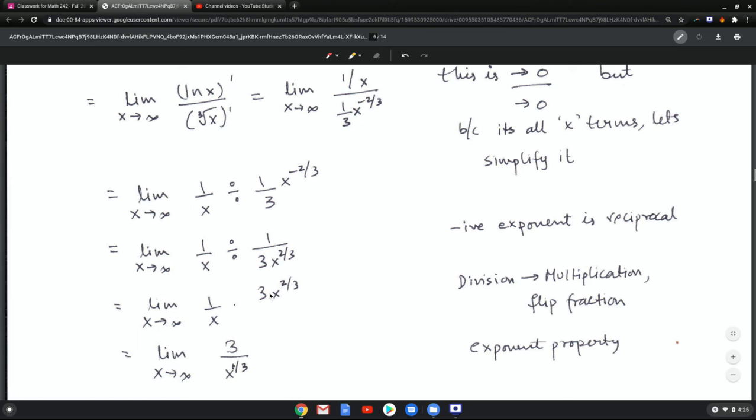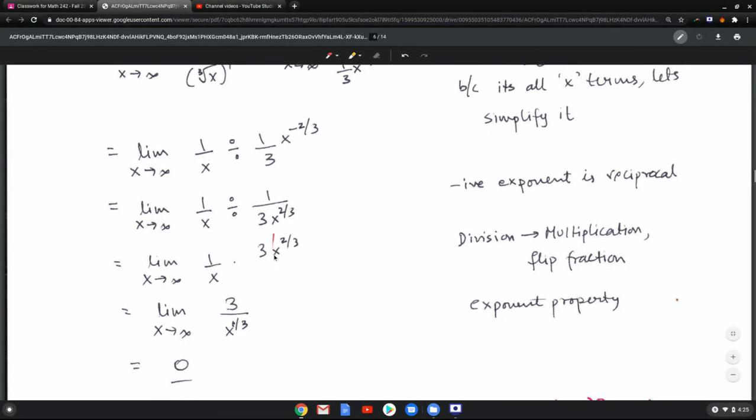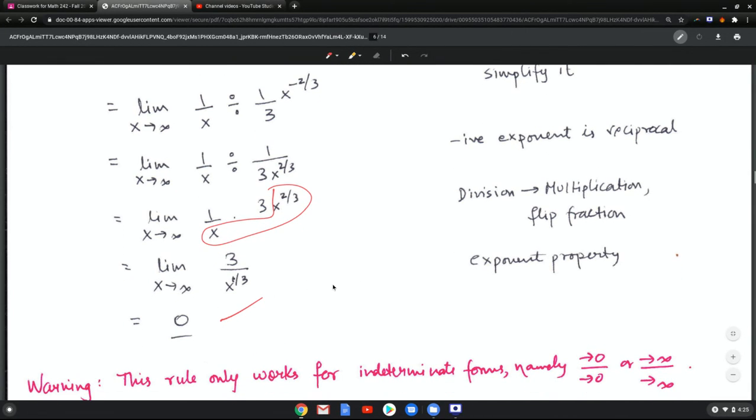Changing the division into multiplication flips this fraction, so you get 3x to the 2/3, and then x to the 2/3 minus 1 gives me a 1/3 in the denominator. So this is actually 0. I don't have to apply the rule again.